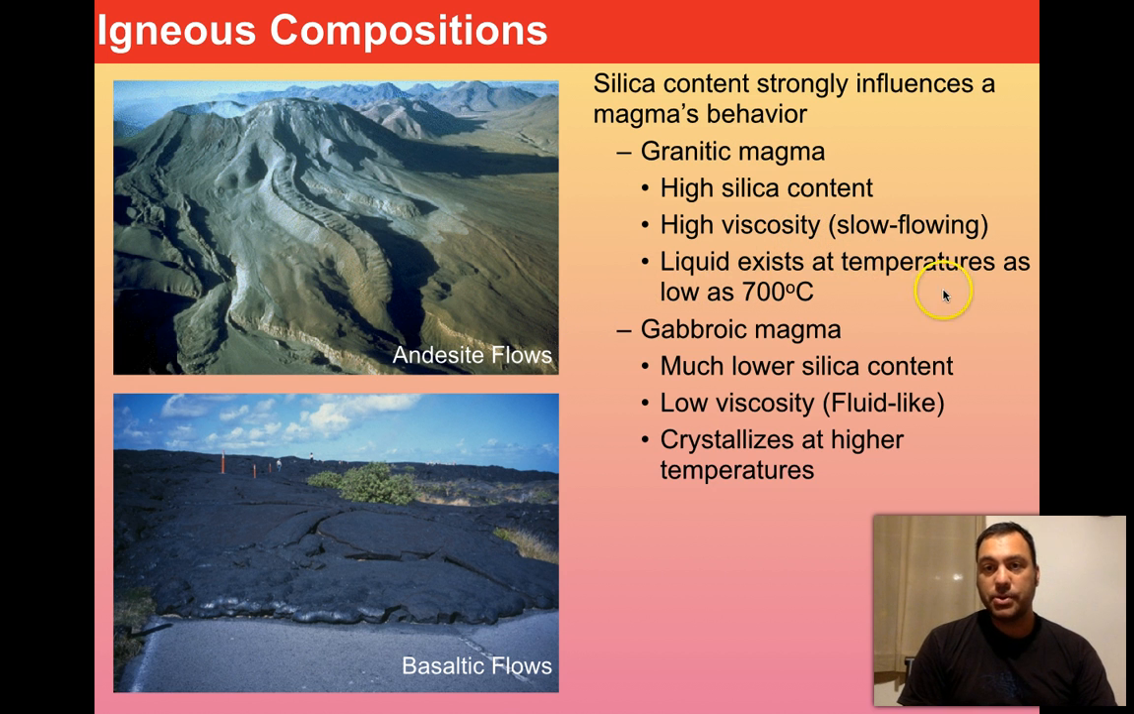Liquid exists at temperatures as low as 700 degrees Celsius. So remember, we were saying about 650 is when you start to get melting, but you really get definitive liquid at 700 degrees Celsius. And quite frankly, 700 degrees Celsius is not that difficult for the Earth to produce.